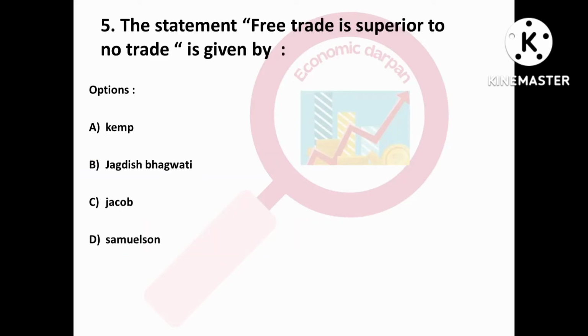Question number 5. The statement free trade is superior to no trade is given by: option A, Kemp; option B, Jagdish Bhagwati; option C, Jacob; and option D is Samuelson. So Samuelson has given the statement that free trade is superior to no trade.